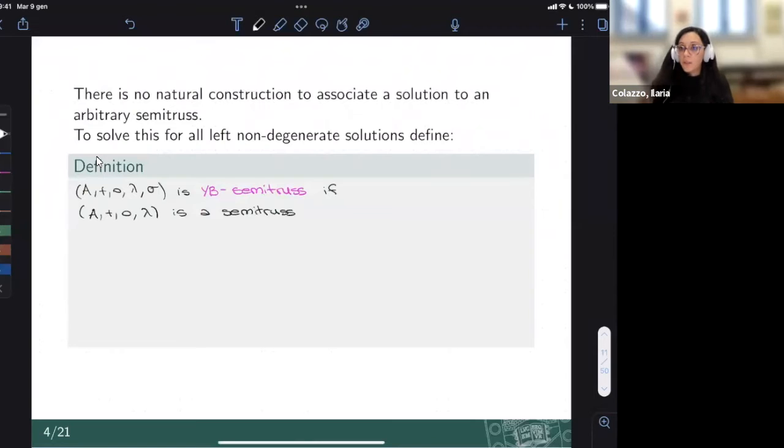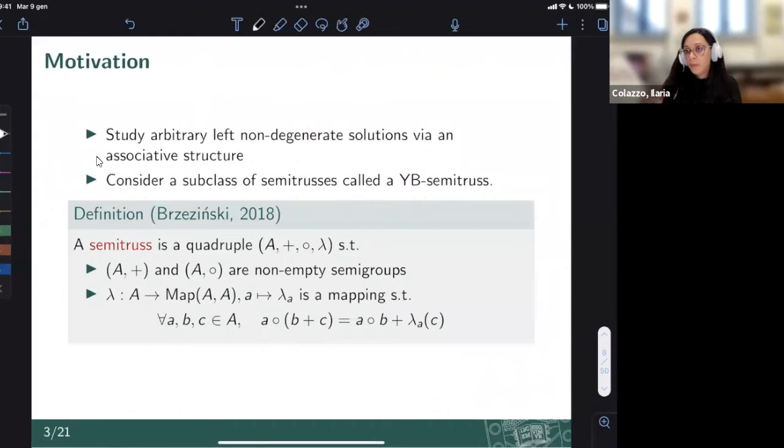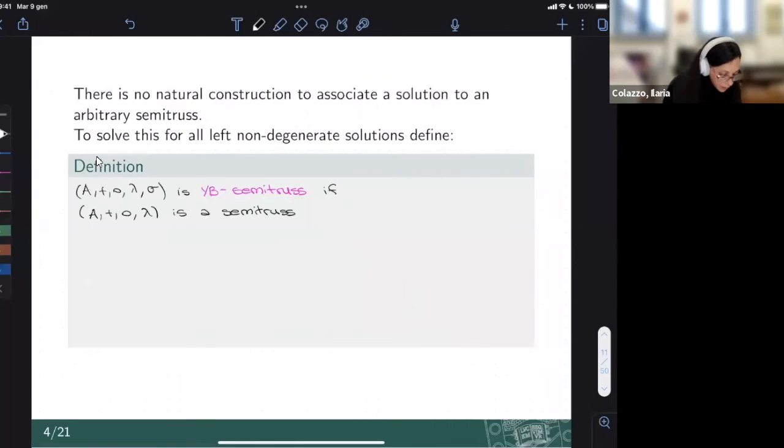So we have this kind of distributivity between the circle operation and the sum, and we have that sigma is a map that maps all elements of A into maps that we will denote in this way. We will denote this like sigma sub A, such that they satisfy some property.